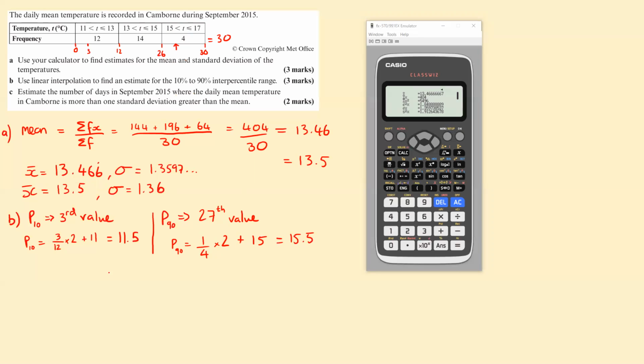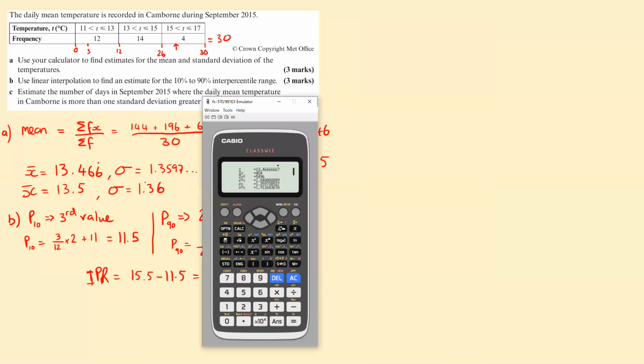So if I subtract those from each other, that'll give me the IPR, I guess. I should somehow put a subscript on here, but the IPR is 15.5 minus 11.5, which is simply just 4. And part C, oh, I might need these values in just a second, so I'm going to leave these here.